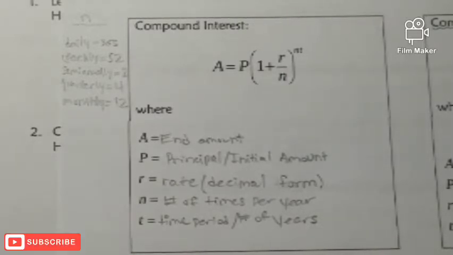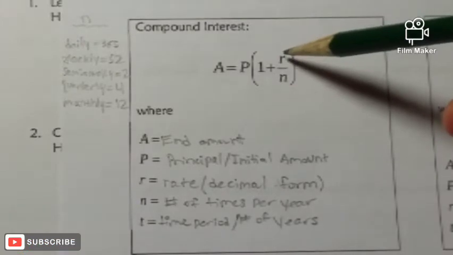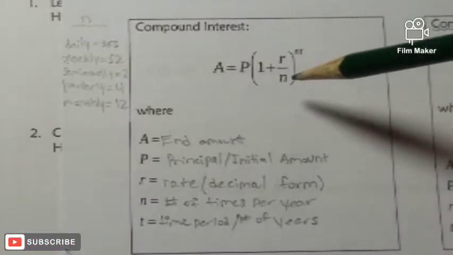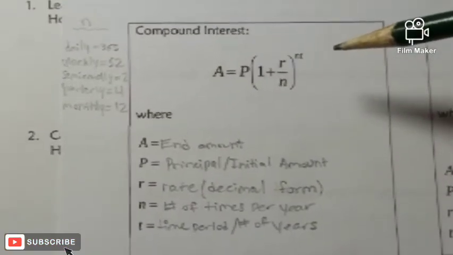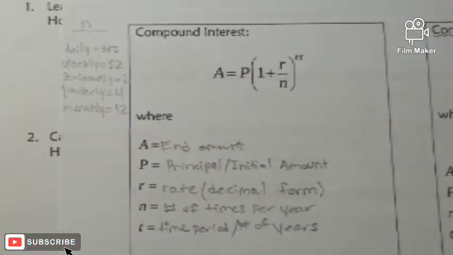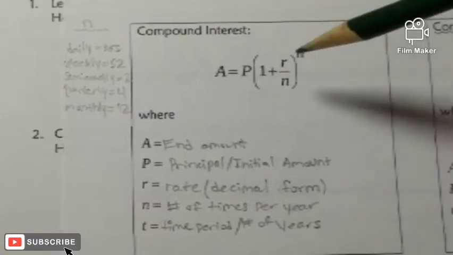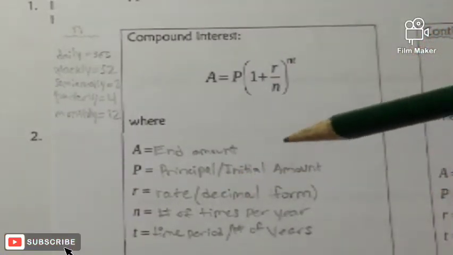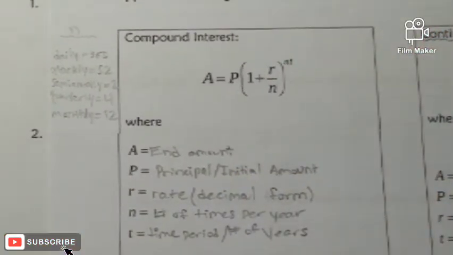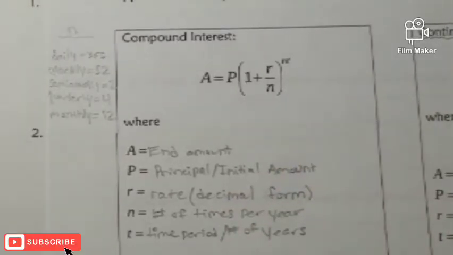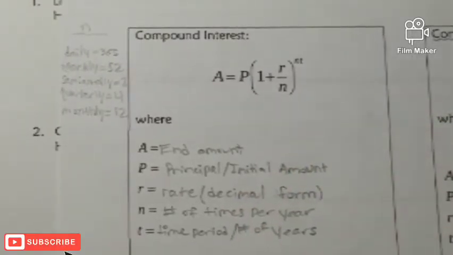Then you have R, that's your rate that you need to know. N is your number of times per year, so that's how many times you're going to be compounding the interest per year. Rate has to be in decimal form, that's very important. They'll most likely give it to you as a percentage, so you need to convert that over to decimal form. Then T is your time period, the number of years you're going to be compounding over.